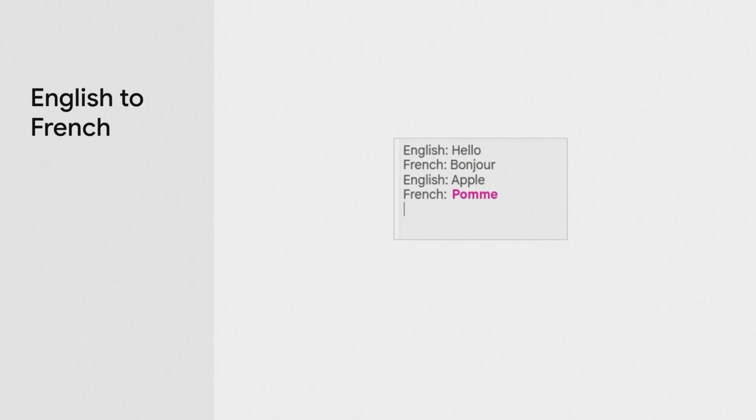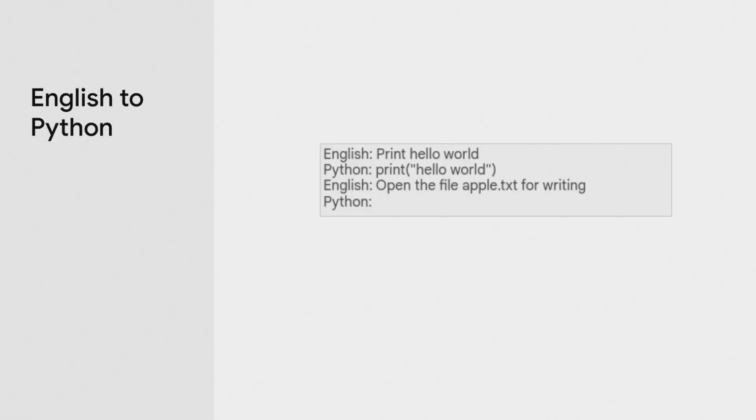It's not going to be state-of-the-art in performance, but it will work well enough that you have a functional prototype for English to French. So that's one example. Next example, say I wanted to do English to Python. I could do the same pattern.